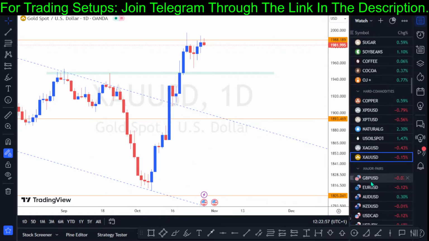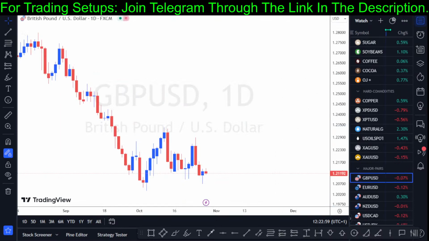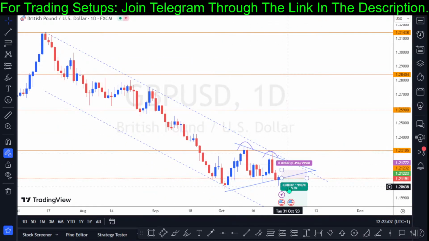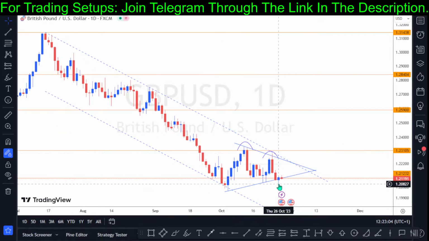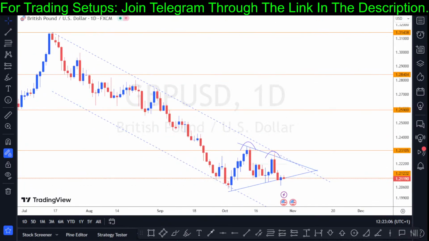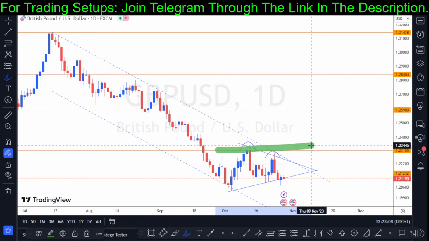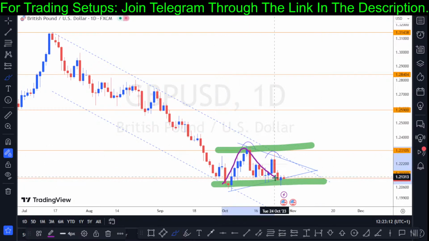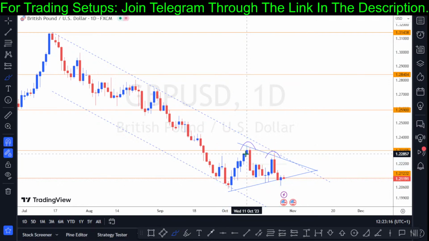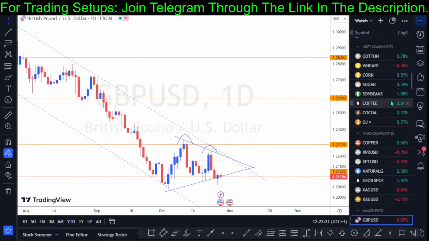Let's go on GBP USD. Nothing right here. The market is still going within a state of indecision, in a kind of ranging medium. I don't like the price action right here, so I'm staying off that. I want an open market, right?